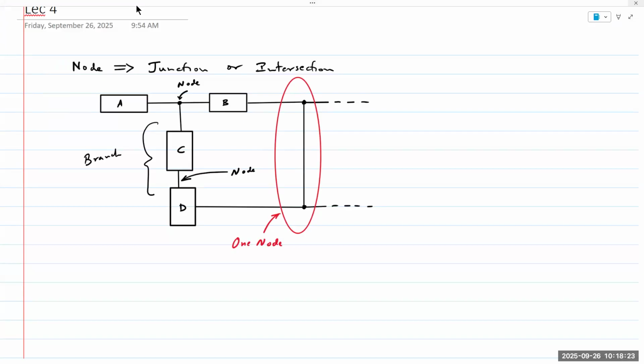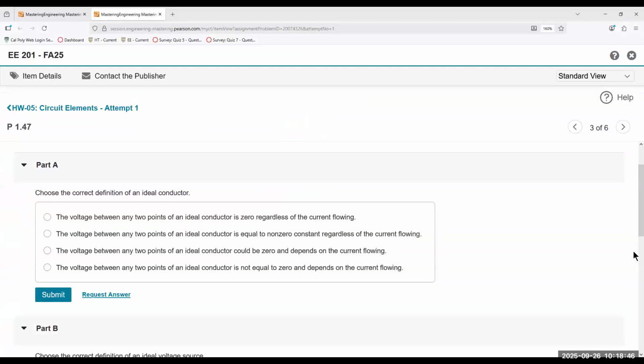So going back to the homework question, what is defined as a conductor? Well, as the name suggests, a conductor is something that allows electrons to flow through. It allows the conduction of electrons, which in this case would be any kind of ideal wire. So an ideal conductor is basically a wire that connects two junction points in a circuit.